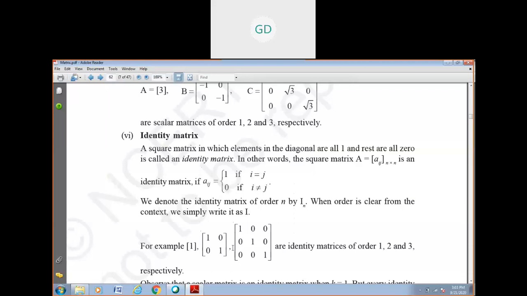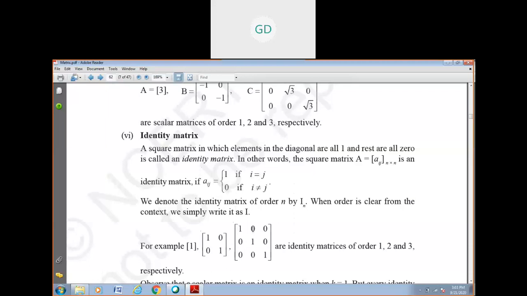Here, say in the order 3 identity matrix, if you see this position, this is the A11 position, first row, first column. So i is equal to 1, j equal to 1. That means the values of i and j are equal. So as per this definition, the element in this position will be 1.